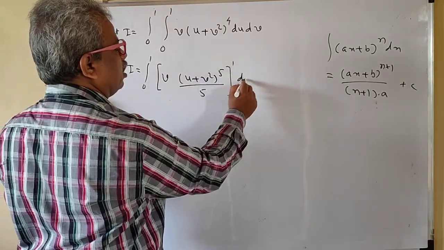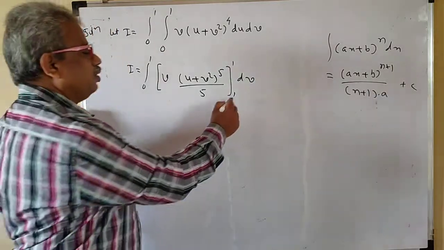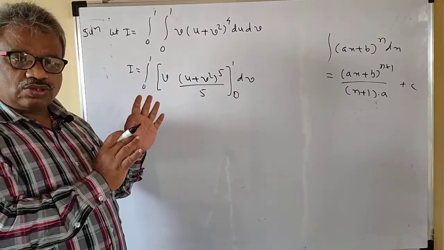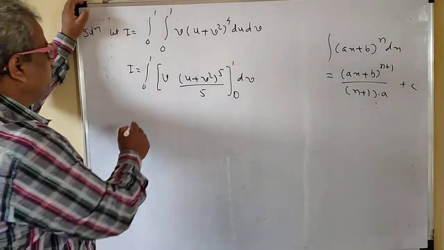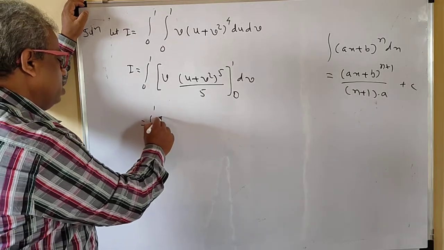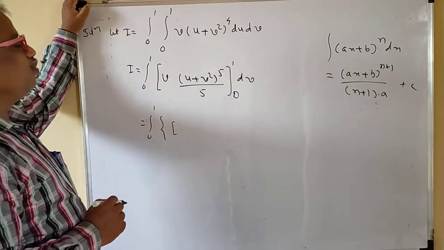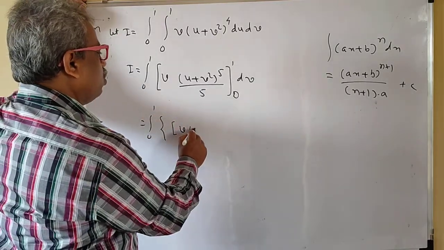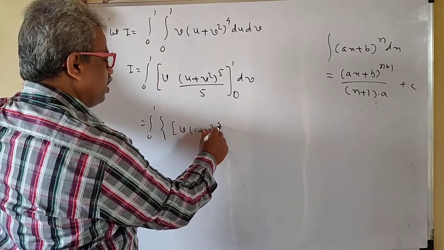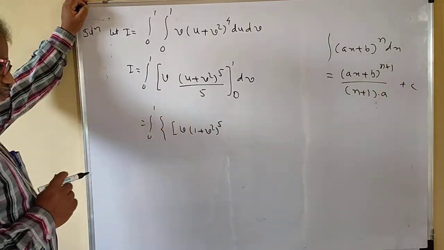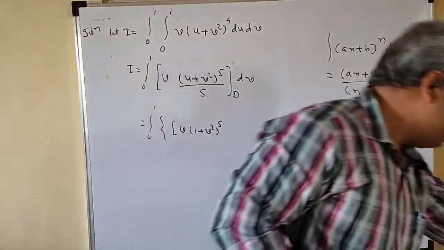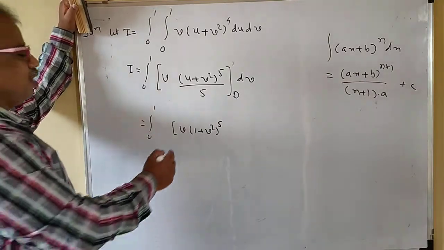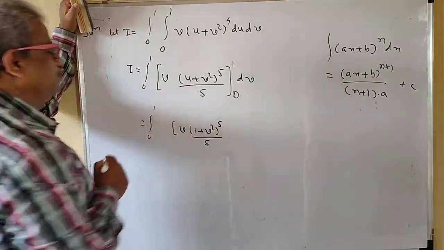Now here the lower limit is 0. If you put the lower limit, note that u is 0, but all your terms are not 0. That means you have to put the upper limit and lower limit also. So 0 to 1, I write in curly bracket. So I put u is equal to 1 first. V into this is 1 plus v square raised to 5. No need for this curly bracket also, write in one bracket. Upon 5.